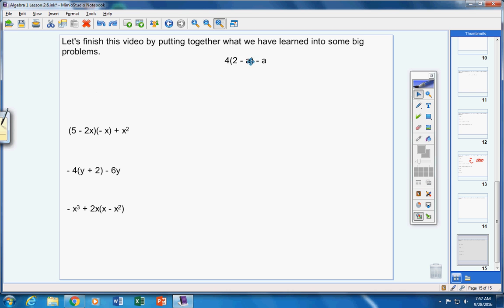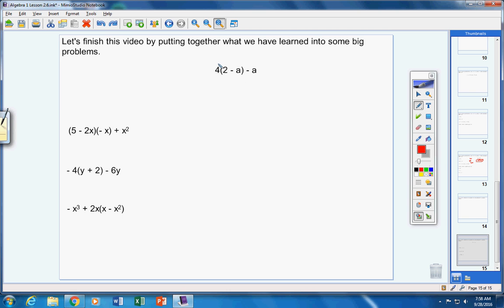Alright, let's start off with this one. You can work ahead or watch me. I see no like terms I can combine. Oh yes, I do, Mr. Earhart. There's a negative a and a negative a. True. But we have parentheses here, so we've got to start here and get rid of our parentheses first and then combine our like terms last.